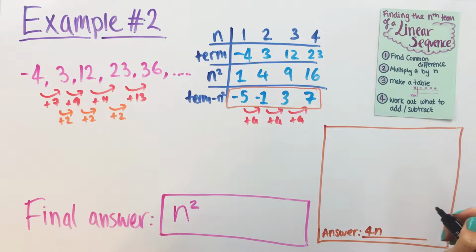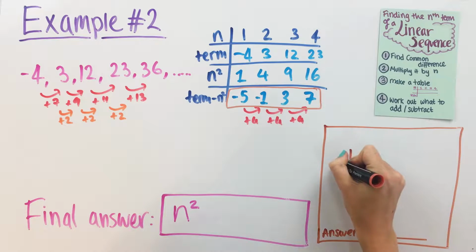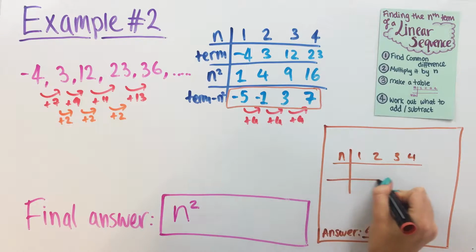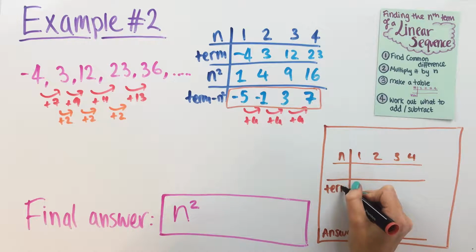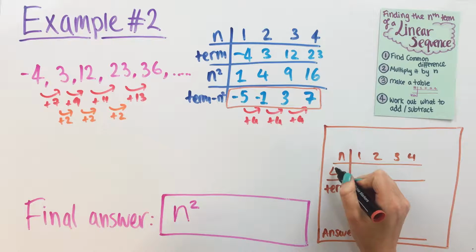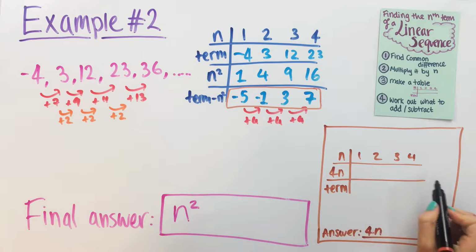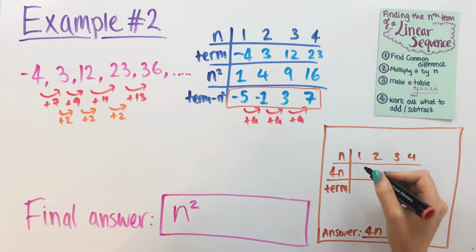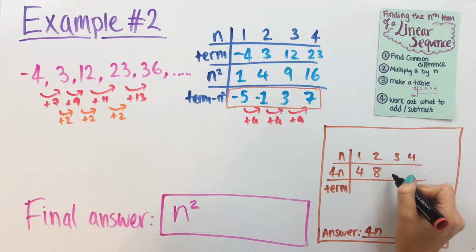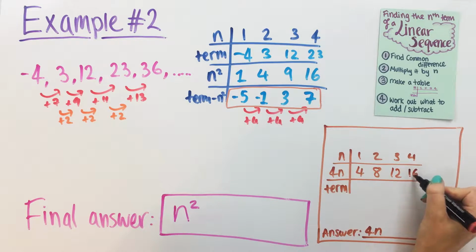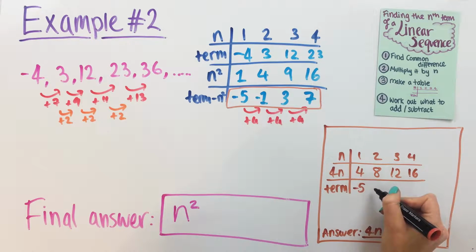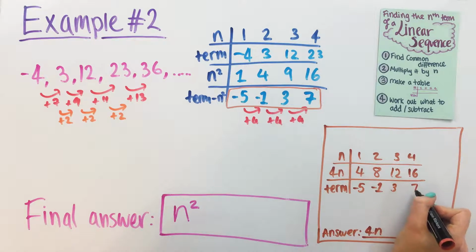We now make the table for the linear sequence, which is a bit different. So we're writing n, 1, 2, 3, 4. Bottom row we write term here. In this middle box here we write in the part of the answer we already have, so 4n. We then fill in these rows, so 4n when n equals 1, 4 times 1 is 4, n equals 2, 4n is 8, 4 times 3 is 12, and 4 times 4 is 16. We then put in the terms, which are the terms of this sequence here. So that's minus 5, minus 1, 3, and 7.